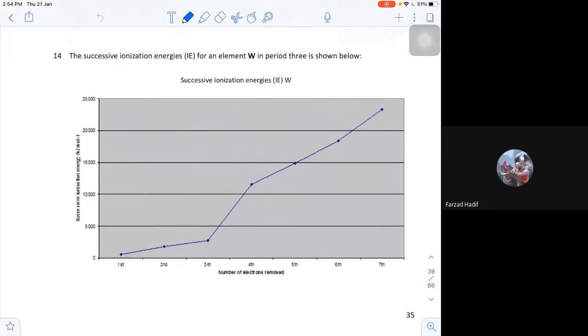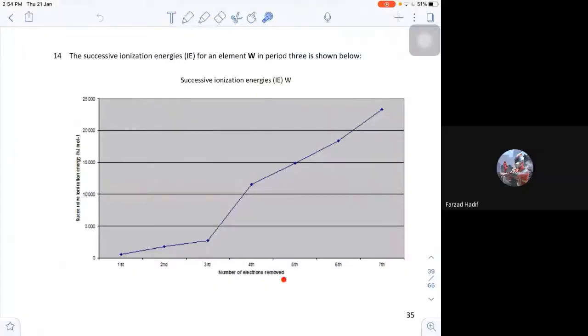Okay, so the graph of the successive ionization energy value, the energy versus the number of electrons removed. This is the energy when the first electron is removed. This is the energy when the second electron is removed. This is the energy when the third electron is removed. We observe that it increases.